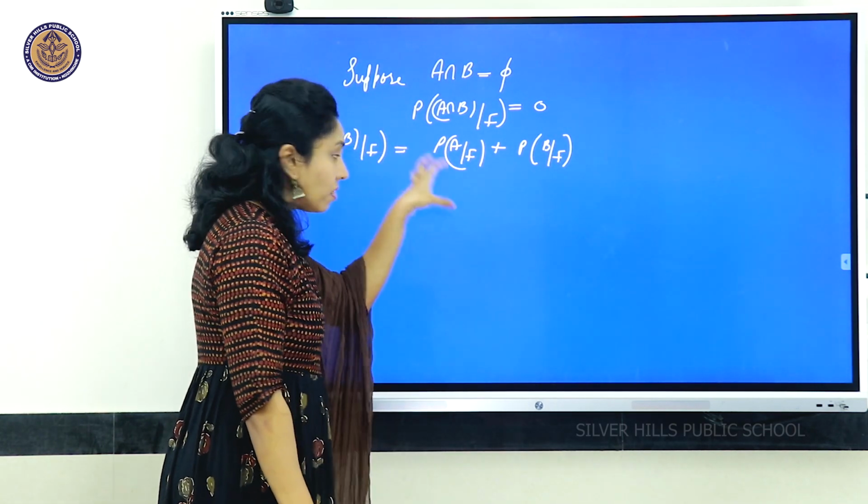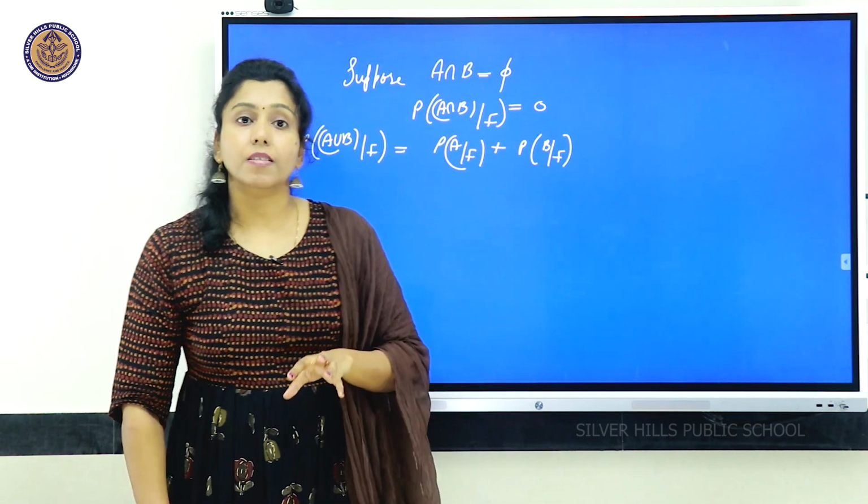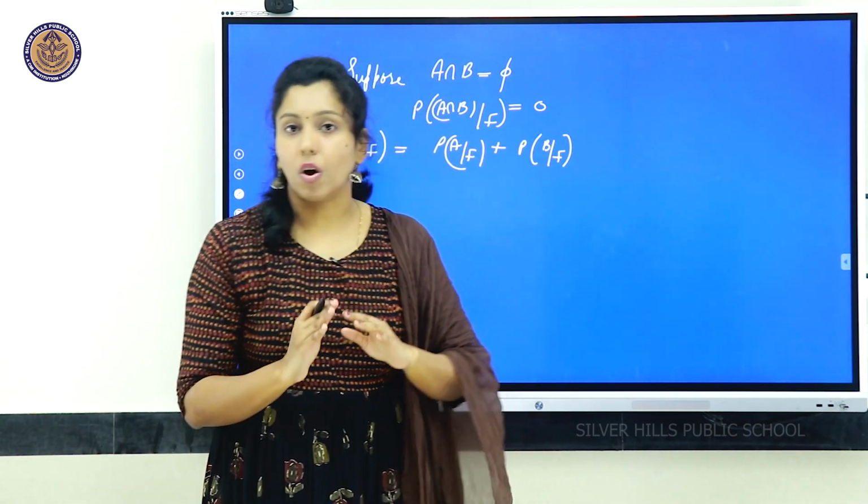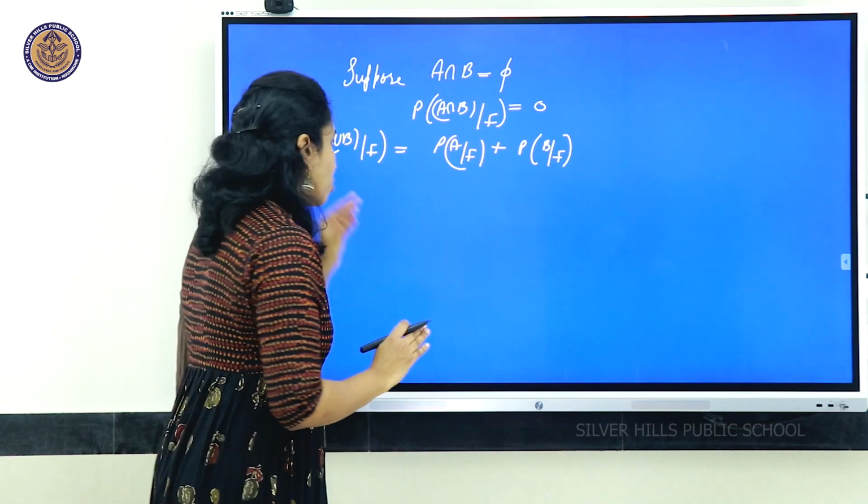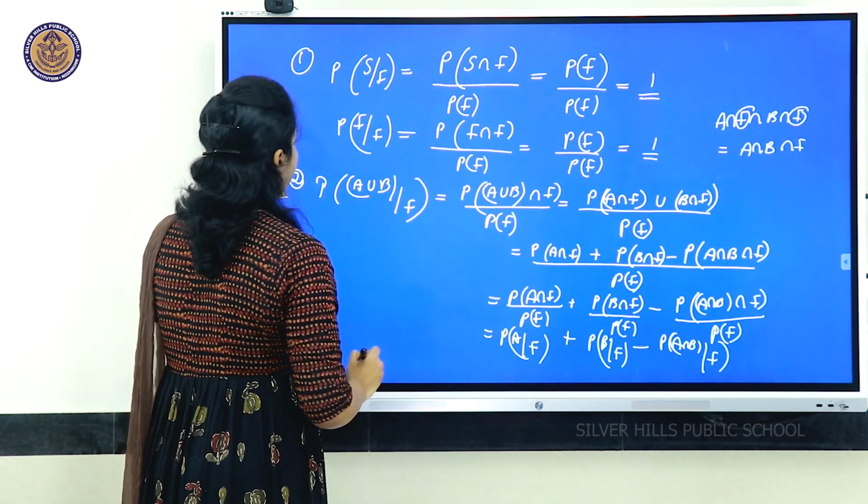So when can we apply this result? If A and B are disjoint. Nothing is common in A and B. So that is the second result.